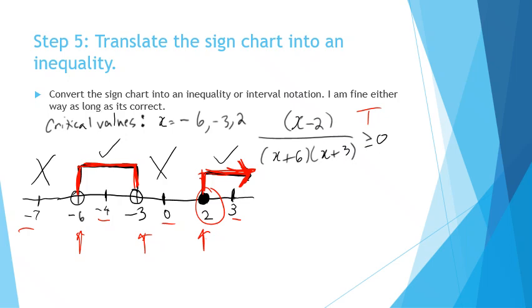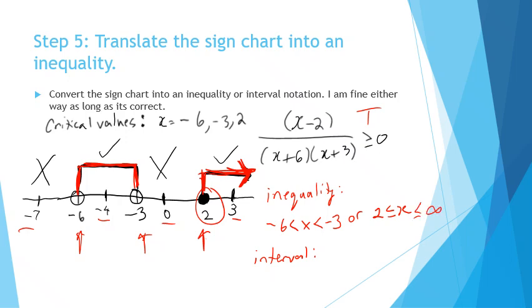So how do we convert the sign chart to an inequality? Well, you can do inequality or interval notation. I'll show you both. So inequality, and then we'll do interval. Inequality-wise, anytime x is between -6 and -3, or you could put and, anytime x is greater than or equal to 2, that would be this in inequality form, right? Notice how we don't have less than or equal to infinity. You don't write that when you're writing inequalities, so we can get rid of that right there.